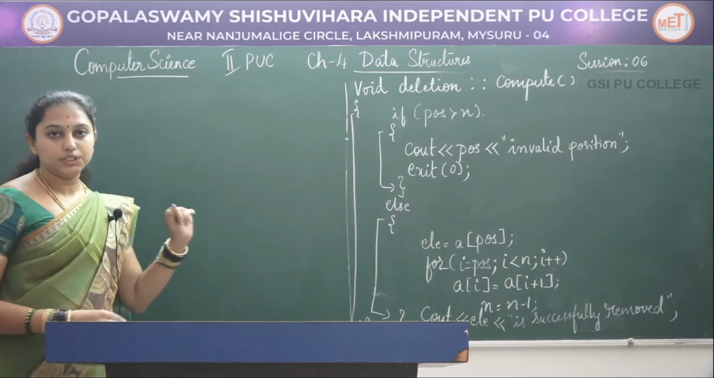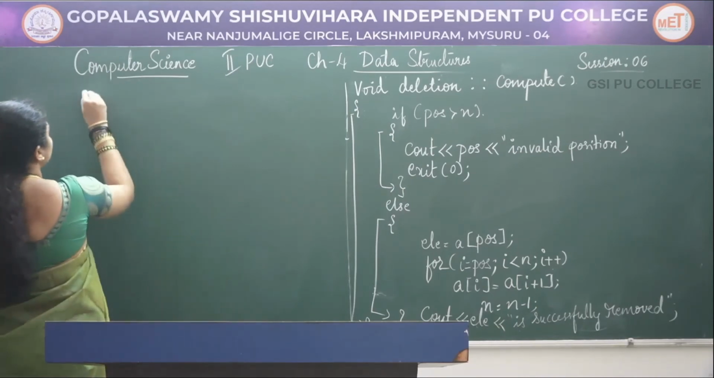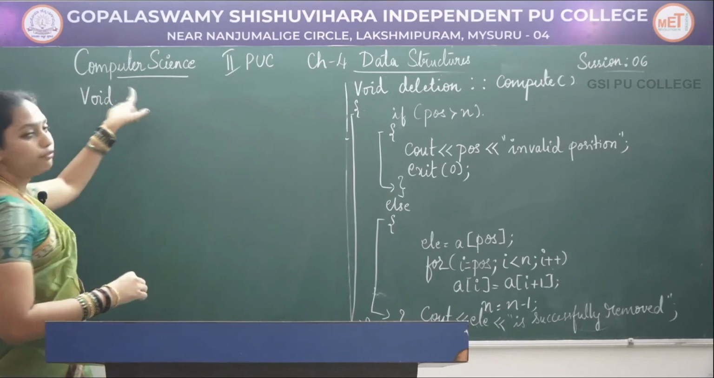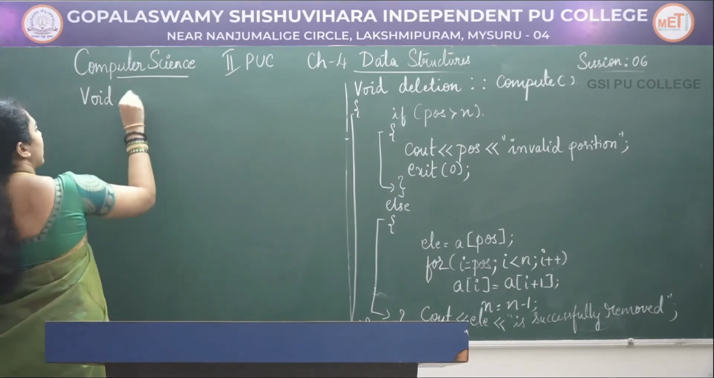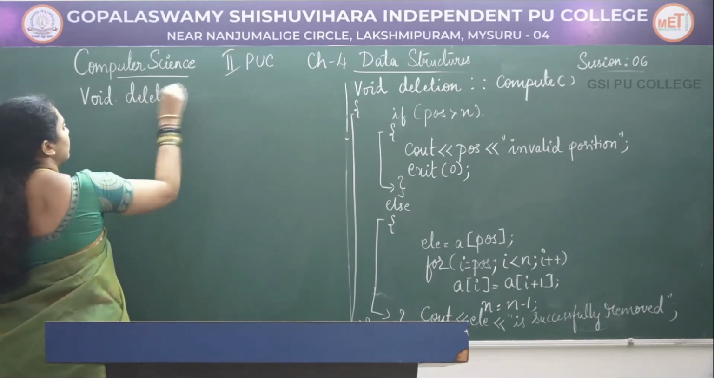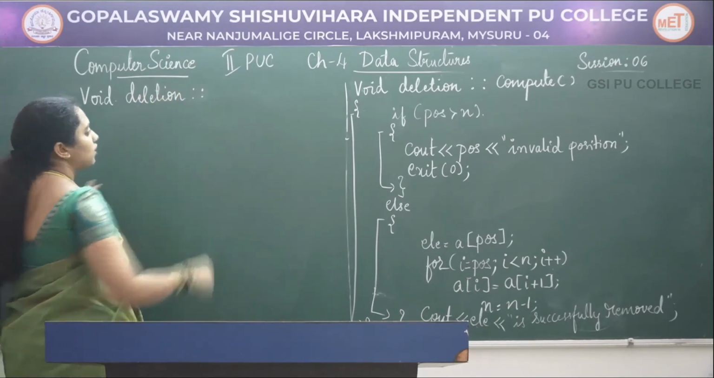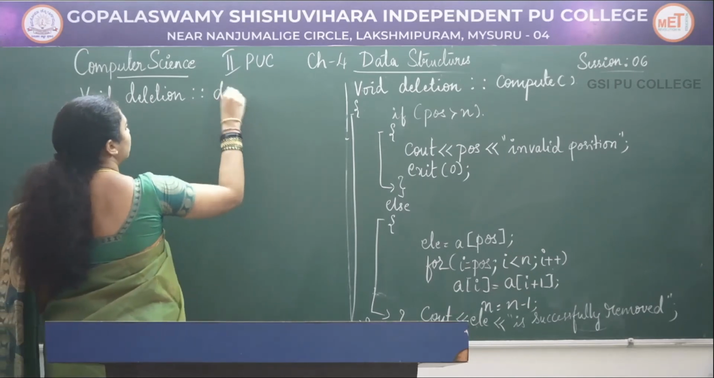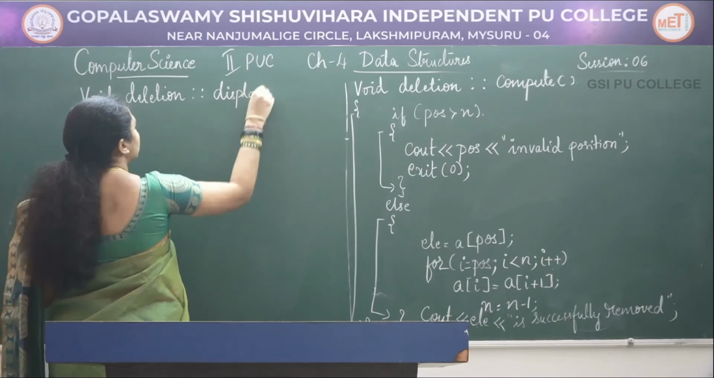So we are defining the function outside the class. So for that we have to mention the return type first, followed by the class name. What is the class name? The class name is deletion, followed by the scope resolution operator, then the function name. What is the function name? The function name is display.